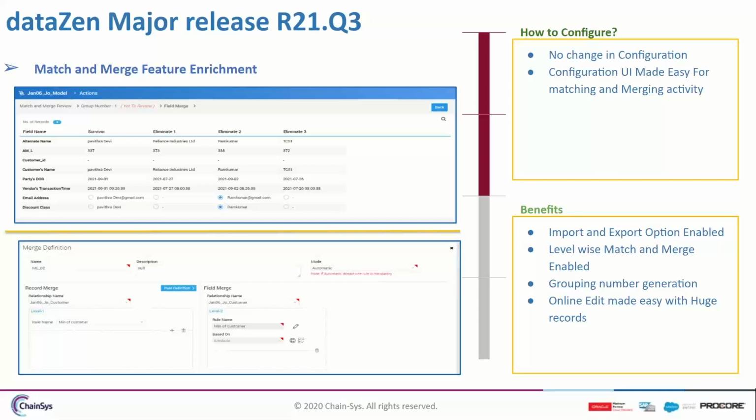And key benefits: import and export, which we brought up today. Say, for instance, I can handle terabytes of data within the system, so we can download the file as Excel, work it out, and then re-upload it. That option is available. And the level-wise match and merge is there. Grouping generation and online edit are again easy. We would recommend going for online edit, in case the UI works well with any number of data. And the user can take quick decisions rather than doing it in Excel. So everything can be done online. That is available. Mohan, over to you.